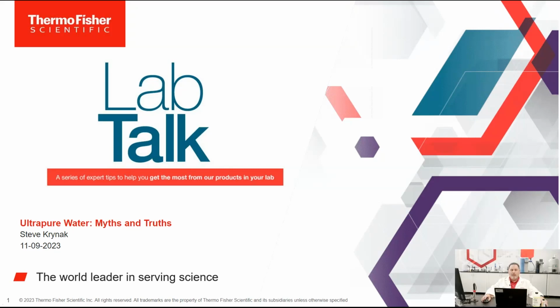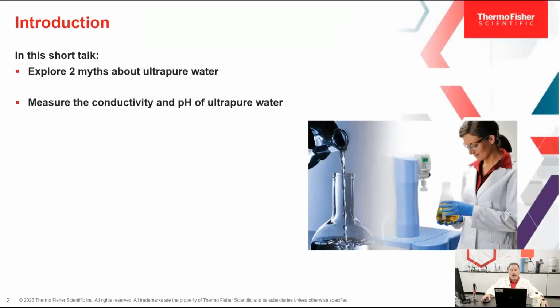Let's get started. There are several myths about the measurement of pure water. Ultra-pure water is really not a natural state. Therefore, verifying its quality outside the water system requires some important considerations to understand. Today, we're going to explore and bust two myths of pure water measurement and actually measure conductivity and pH of ultra-pure water. So the first myth is ultra-pure water conductivity after dispensing should match the water system display. And myth number two is the pH of dispensed ultra-pure water should be 7.0.